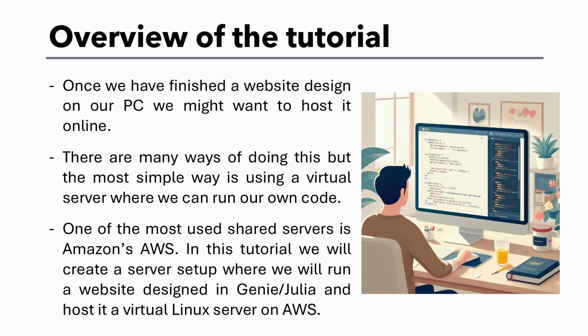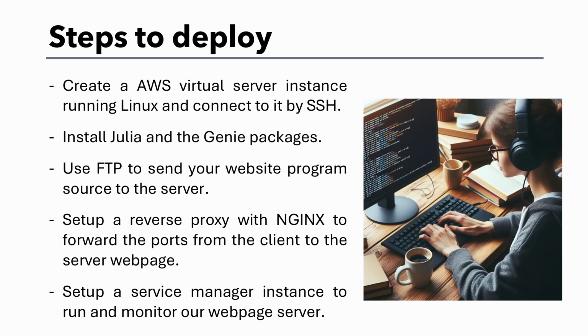Now, one of the most used services for this purpose is Amazon AWS. In this tutorial, we are going to set up a server on this service where we are going to run a website designed on Genie on an AWS virtual Linux server. In order to deploy our website, we first are going to create an AWS virtual server instance running Linux, and we are going to use the Lightsail cloud service for that. It has a free 3-month trial period, so you can try it without needing to pay anything. But if you want, you can use another virtual server. Just use one that gives you access to Linux, and you can apply this tutorial to it as well.